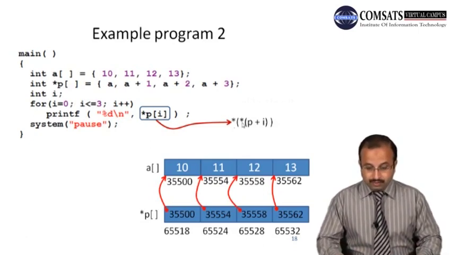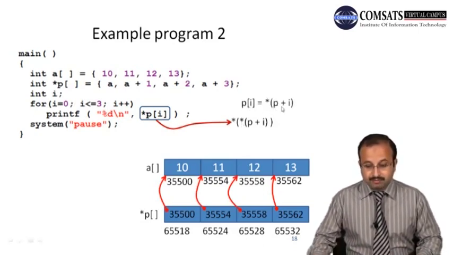So this *P[i] can be written as, first you can see how we can write P[i]. P[i] can be written as *(P+i). This is what we already know, that if we have a one-dimensional array, we can access that array using a pointer like this. So replacing this, we can write within this printf statement *(P+i).